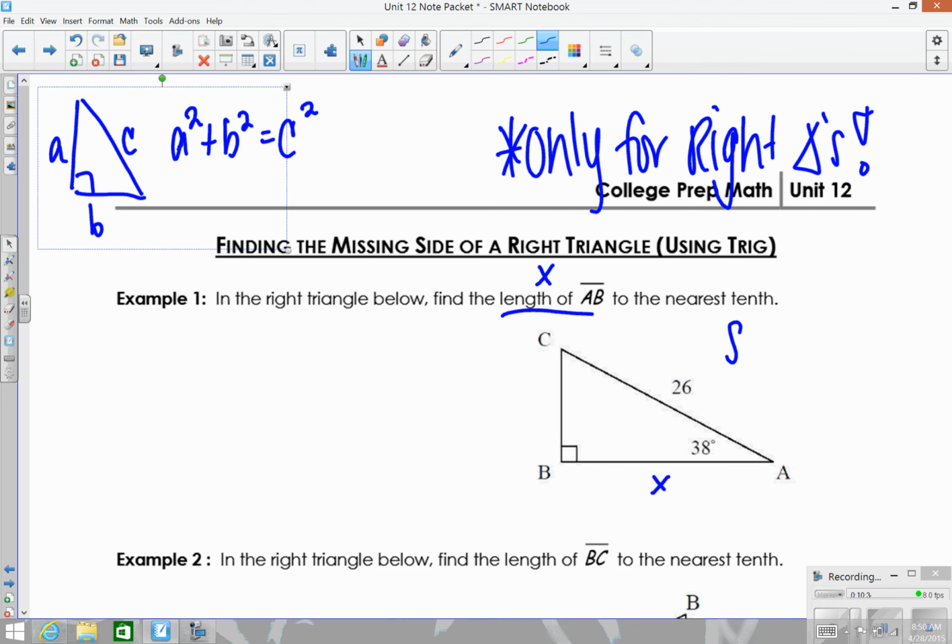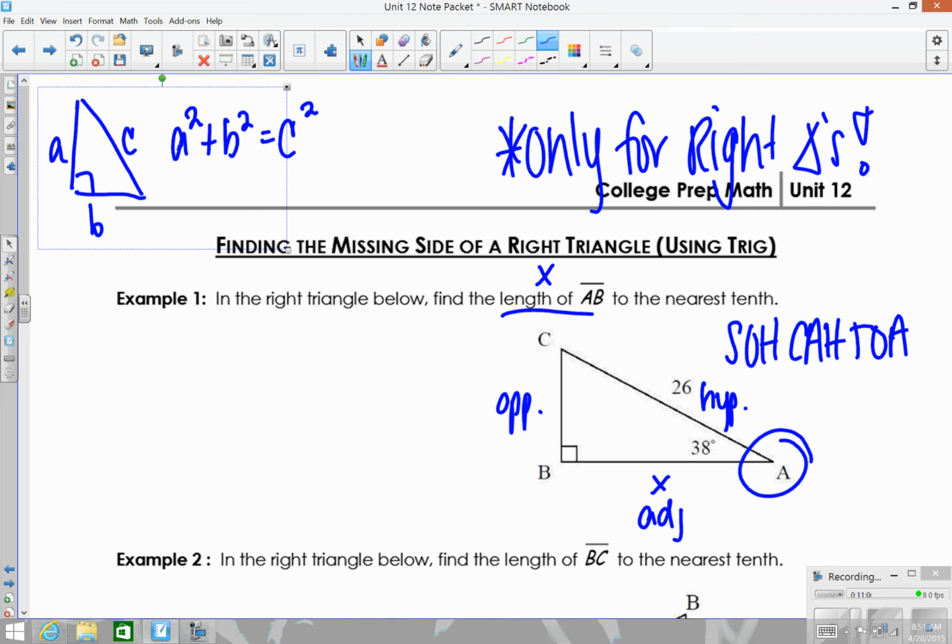So I'm going to look at this in terms of Sohcahtoa, one of those trig ratios. I always look at whatever angle I have, either a measure or an x. In this case, I have 38 in angle A, so everything's going to be labeled with respect to angle A. 26 is the hypotenuse. This is the opposite, and this is the adjacent.